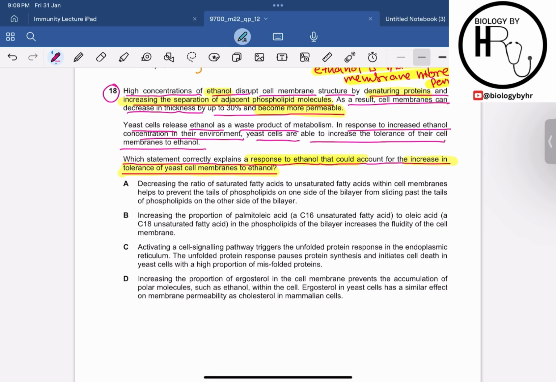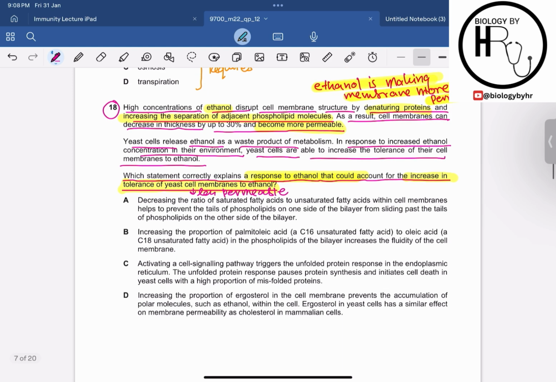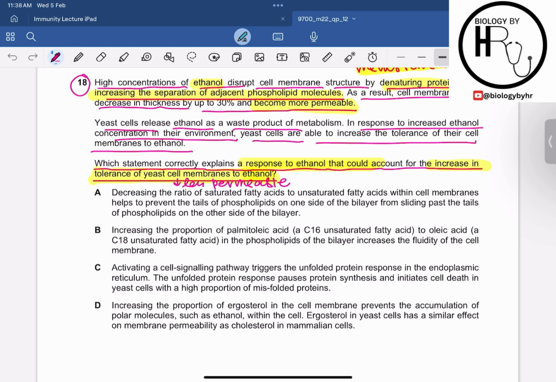It means that there should be a condition which is making the yeast cell membrane less permeable, right? Less permeable, then only the tolerance will be developed, right? Because what the ethanol is doing is making the cell membrane more permeable. So for the tolerance you have to make the yeast cell membrane less permeable. Alright, so now let's discuss option A.